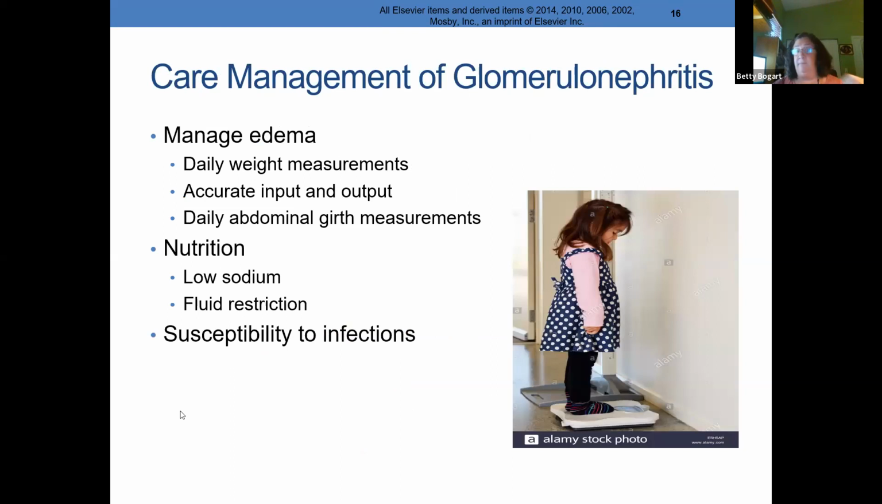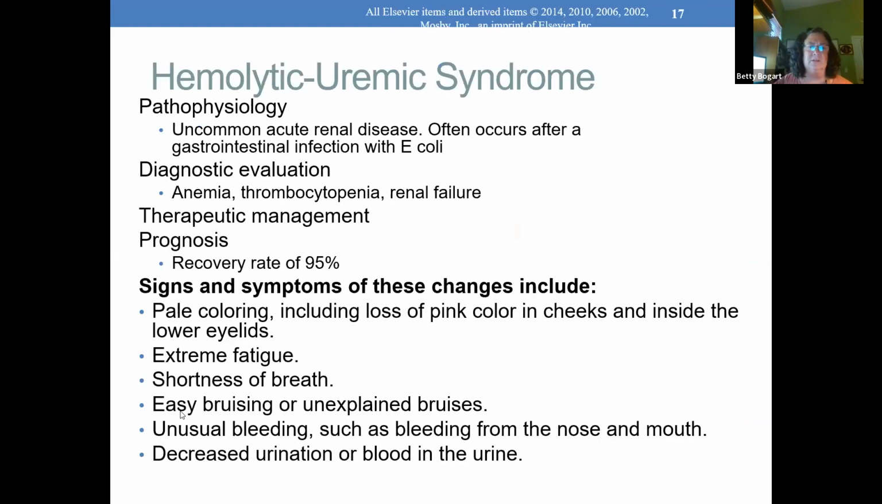So manage that edema. How do we do that? Daily weights and take output. And in smaller children, we monitor their abdominal girth because they do carry a lot of weight in their abdomens. The nutrition, like I said, low sodium, fluid restrictions, and again, they are susceptible to infections.